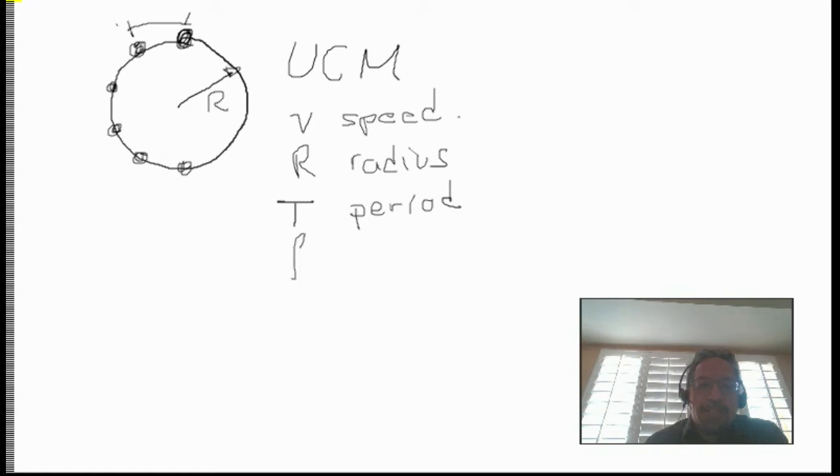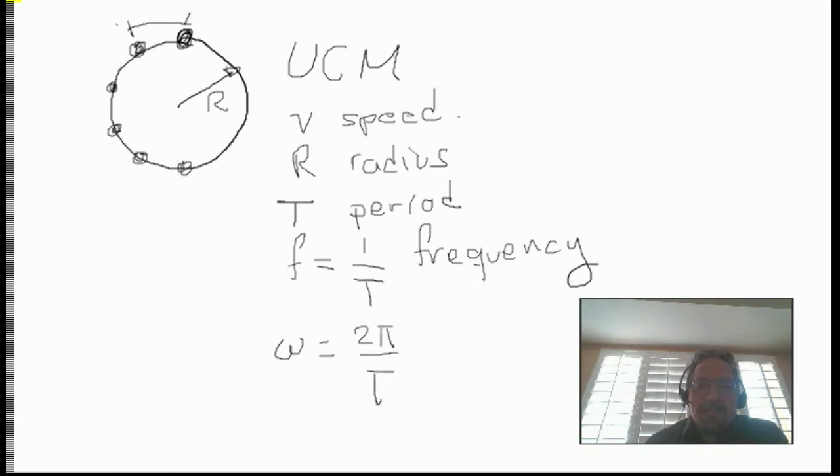We also have the frequency, which is the inverse of that period, with the obvious relation there. And finally, we are going to introduce right away, because we will use it later, the angular velocity or angular frequency, which is 2 pi over T. We mostly will use it later, and this is the angular velocity.